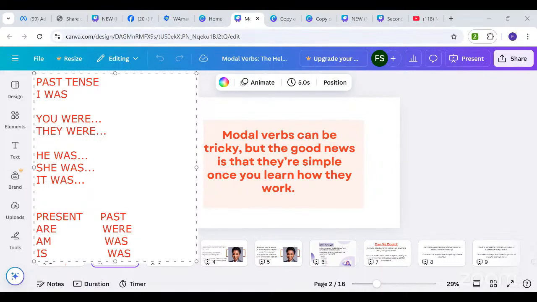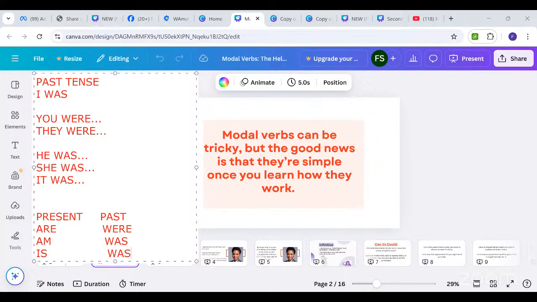Is it clear now? That is to say, am and is have the same past tense as was. Yes, they have the same past form as was. Correct. Okay. So that's it for the be verb.